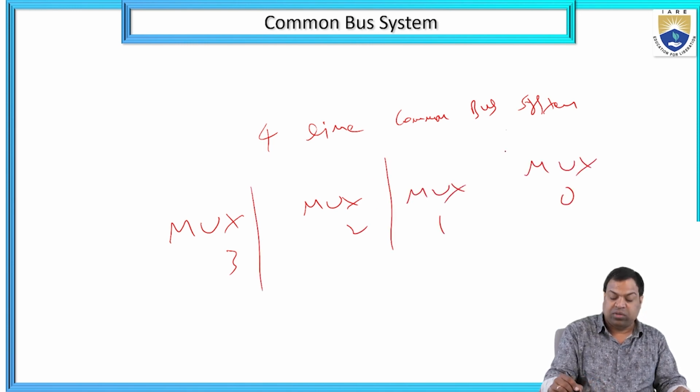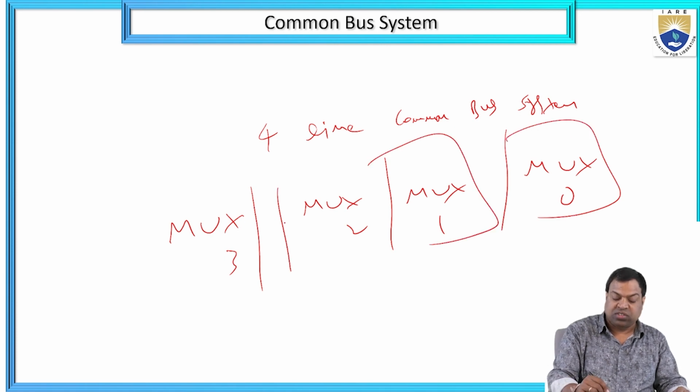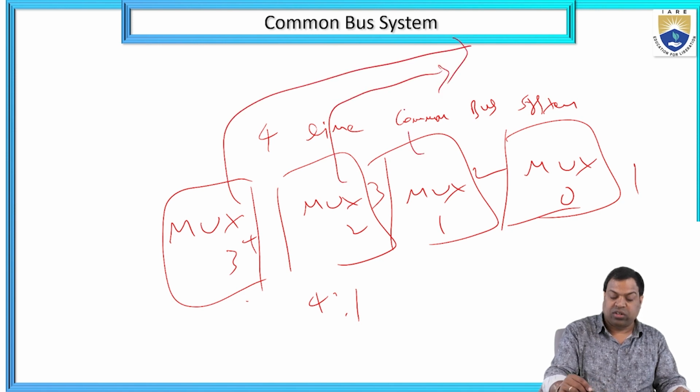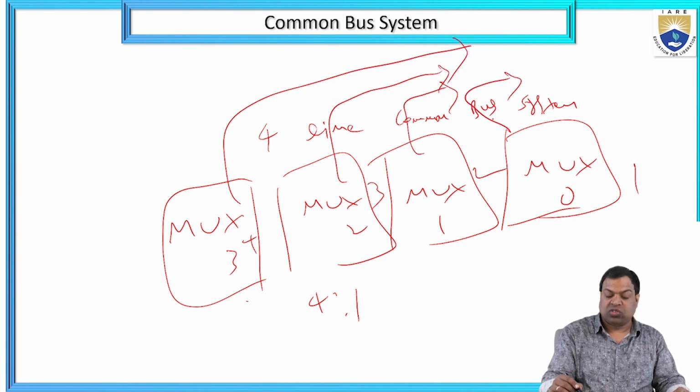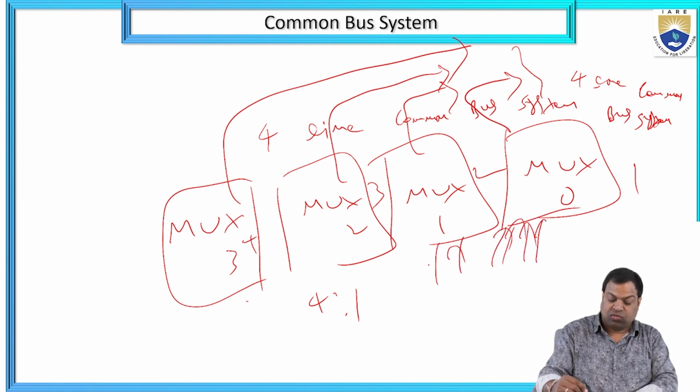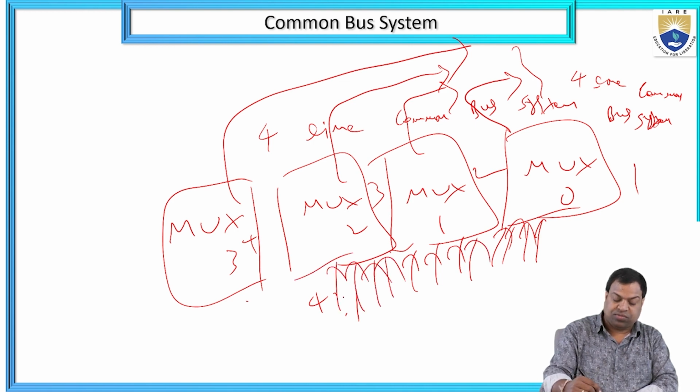How many are there here? I am taking 4 multiplexers, that is 4 is to 1: 1, 2, 3, 4. It is one output line, it is another output line, another output line, another output line. So total, 4 line common bus system. So how many inputs are there? Total 4 inputs. Here also 4 inputs.